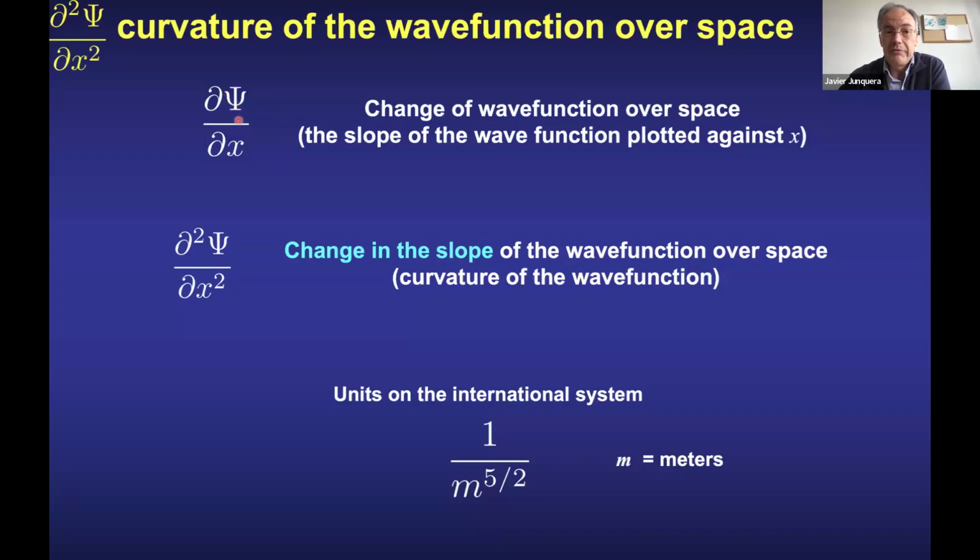So the first derivative reflects the slope of the wave function plotted against the position. So the second derivative, that is the thing that appears in the Schrödinger equation, is the change in the slope, okay? Or to say it in other words, it is the curvature of the wave function. And the units in the International System of Units are 1/meters to the power of 5 halves, okay?